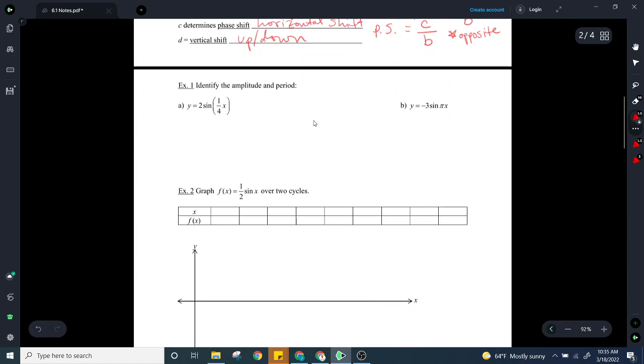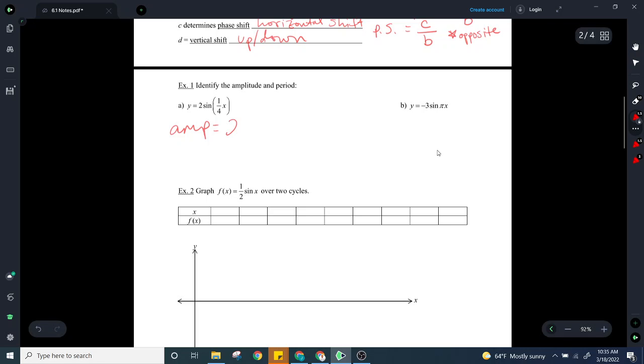Let's just start by identifying the amplitude and the period. So for this first example, the amplitude, and by the way, the amplitude is always by definition positive. Amplitude is a distance technically. So even if this A value is negative, we'll talk about how that affects the graph, but even if that A value, like here, you see this A value is negative, the amplitude itself is the positive quantity.